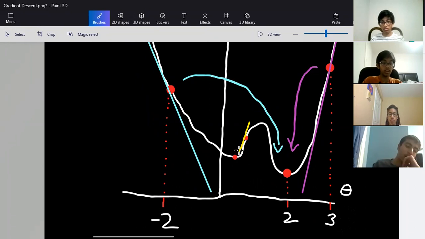Sound good? Unless it has a lot of GPU power and it graphs out each and every point of the graph to find which one's the lowest. That's also not possible. We have other methods, but we'll cover them later.